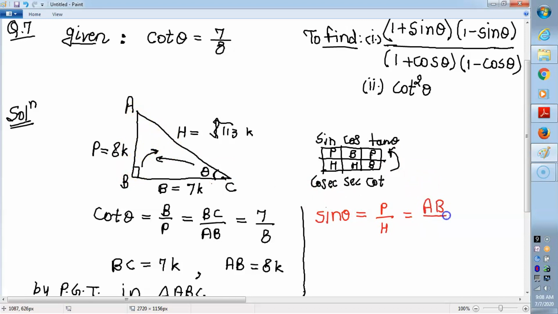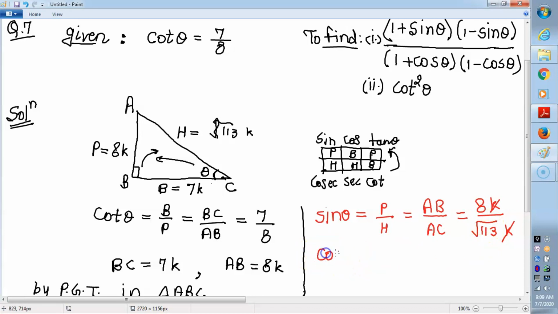Which side is hypotenuse? AC. Let's put the values of AB and AC here. AB is 8K and AC is root 113K. Correct? K and K get cancelled. We'll get the value for sin theta.